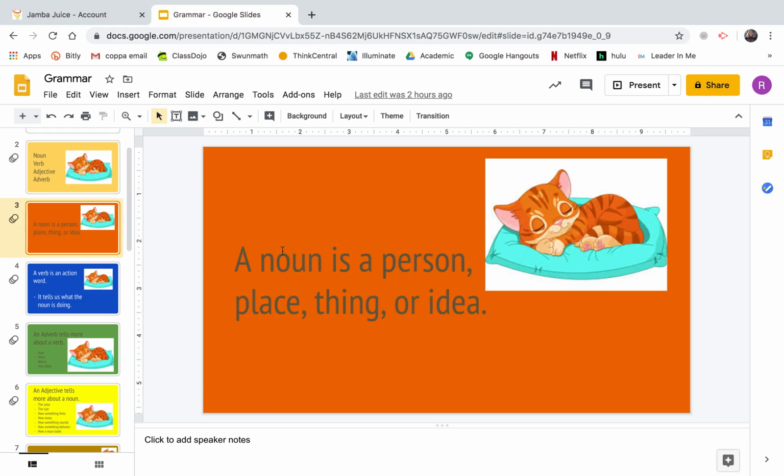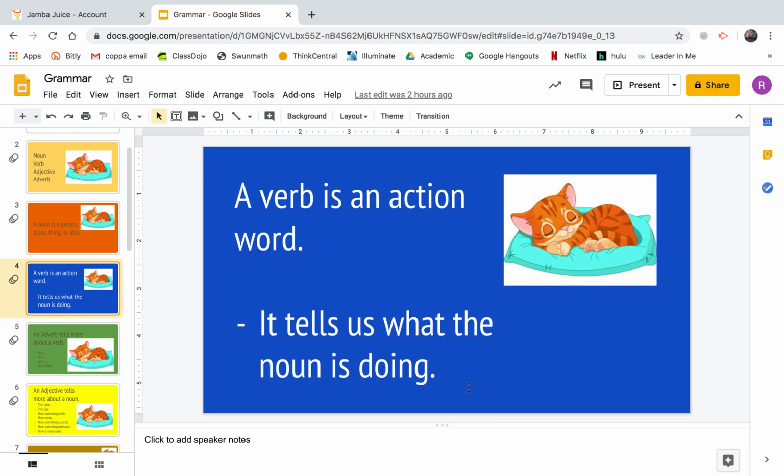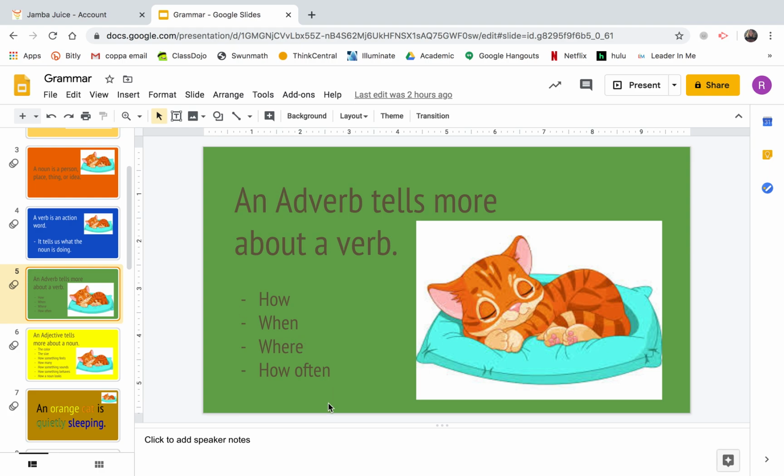So you need to know that a noun is a person, place, thing, or idea. And then a verb is the action word in the sentence. The adverb modifies or tells more about the verb. Okay, so it can tell you how, when, where, or how often something is happening. So the kitten was sleeping, and how was the kitten sleeping, or the cat sleeping? It was quietly sleeping. So quietly is telling you how the cat is sleeping.